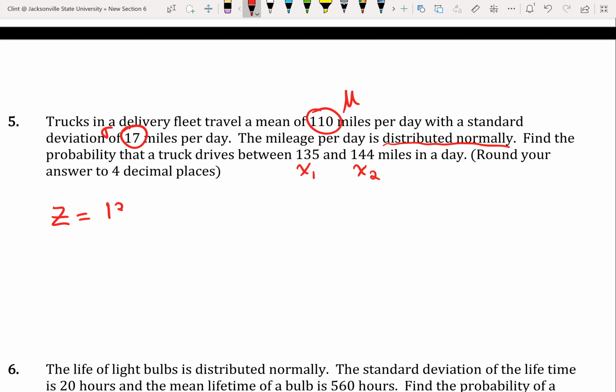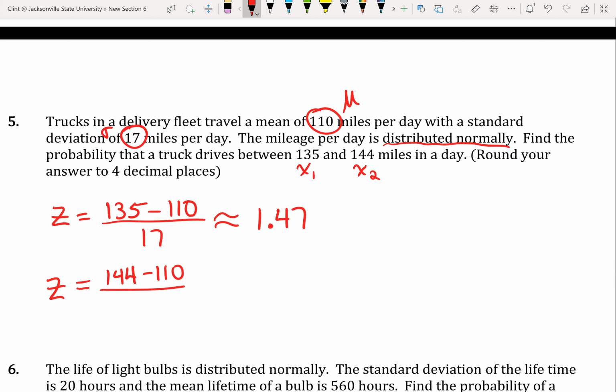Okay. For the first one, we'll use 135 as our x. So 135 minus 110 divided by 17, and we'll round to 2 decimal places. 135 minus 110 equals 25 divided by 17. When we round, we get 1.47. And we'll do the same thing with 144. What we're doing is calculating these z's and then finding the area between the z's because we have tables for those. So 144 minus 110 is 34 divided by 17. That comes out to be 2. Since we're using 2 decimal places, we'll call it 2.00.